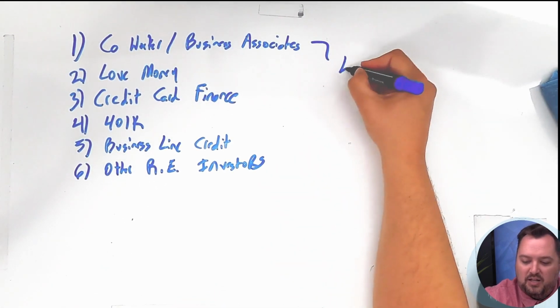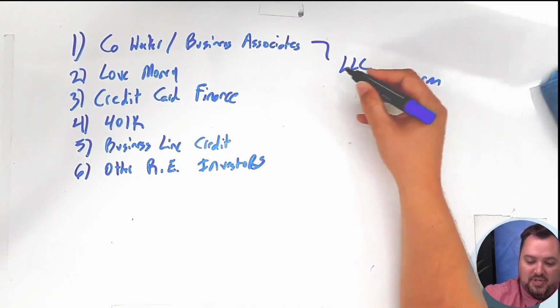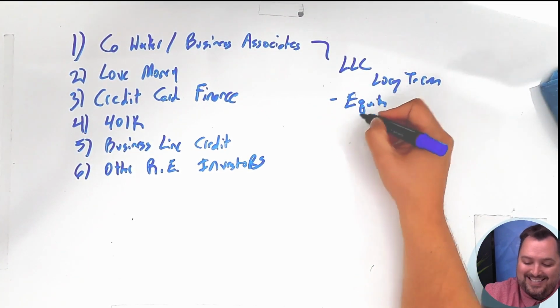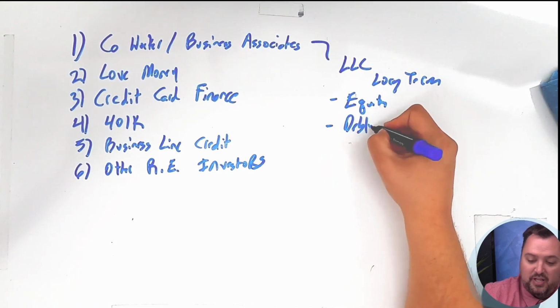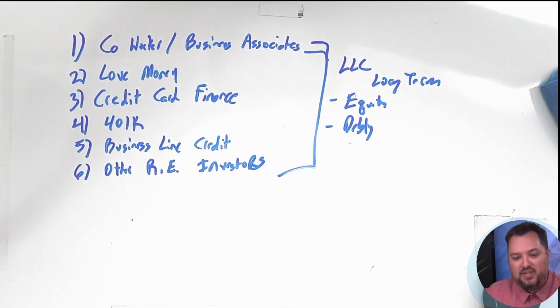Now, something like this can be done with an LLC, where it's long term. It can be done where it's equity, or it can be done as a debt type situation. Frankly, all of these could be done that way. So let me explain the differences for you.